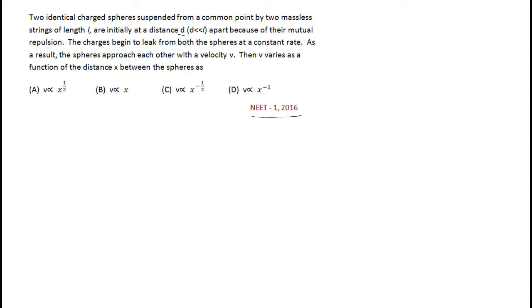The charges begin to leak from both the spheres at a constant rate. As a result, the spheres approach each other with a velocity v. Then v varies as a function of the distance x between the spheres as: option A, v proportional to x power half; option B, v proportional to x; option C, v proportional to x power minus half; option D, v proportional to x power minus 1.